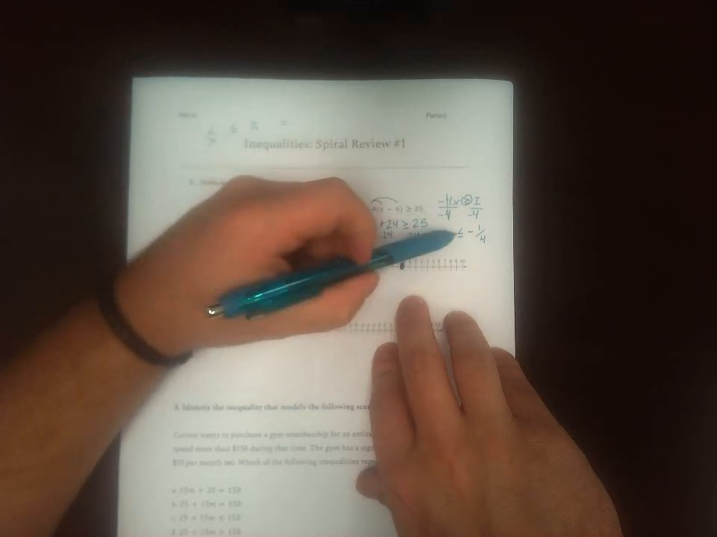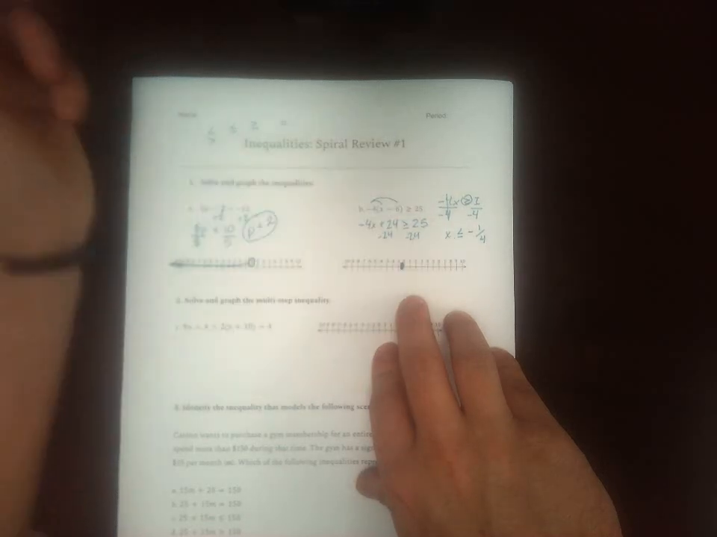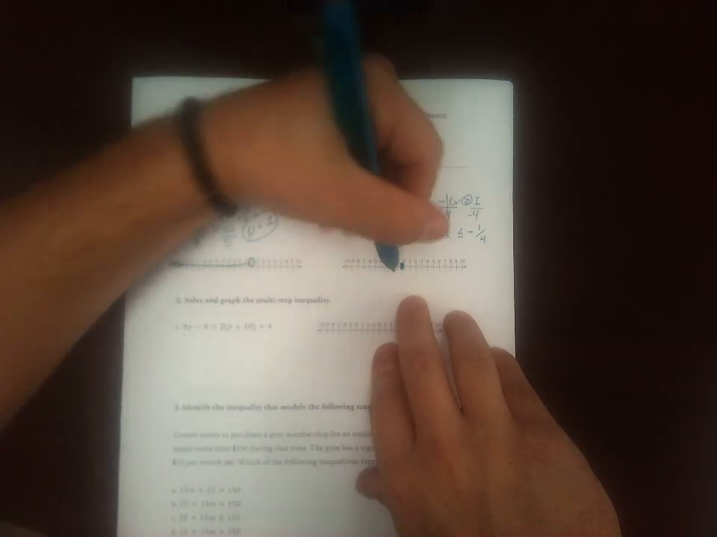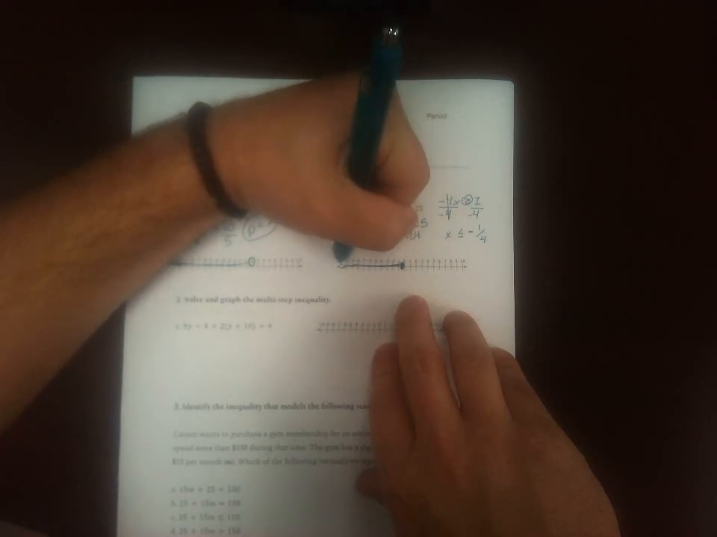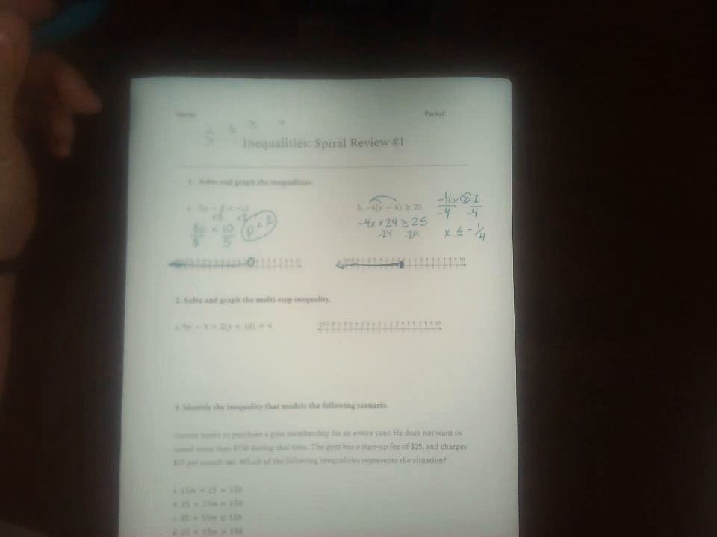Now we have to shade it in, right? Because it is also equal to. Okay, when it's equal to, you got to shade it in. And then less than means move in the leftward direction. All right, so that's how we would do that.